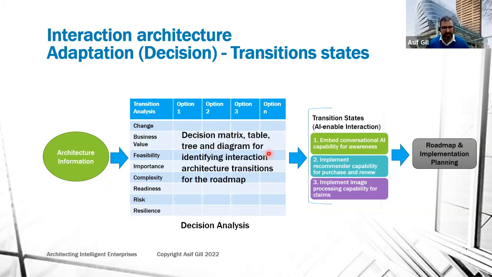And based on that analysis, I identified 3 examples for the transition state. I'm looking at AI-enabled interaction. First of all, enable conversational AI capability for awareness, because there was an issue with the awareness touch point. Implement recommendation capability for purchase and renew state, because renew and purchase have a bit of an improvement opportunity based on the complaints or pains we have. Then we implement an image processing capability for the claims area.